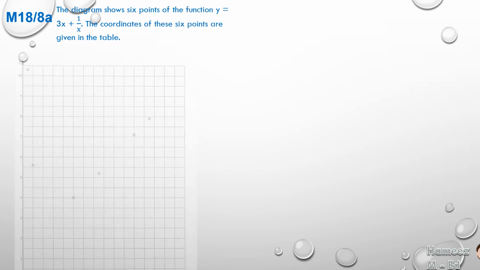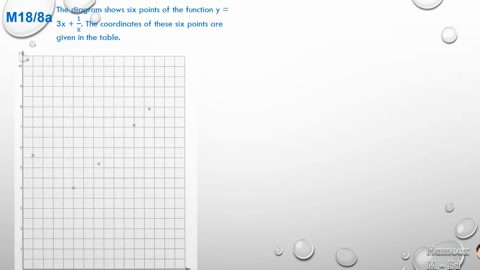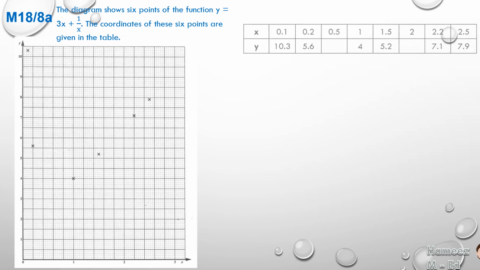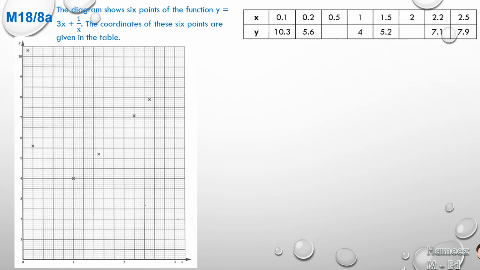May 2018, number 8a. The diagram shows 6 points of the function y is equal to 3x plus 1 over x. The coordinates of these 6 points are given in the table. So we have x and y, and we have the point 0.1 and the matching y term for it, 0.2, and we're missing 2 terms, 0.5 and that 2. Complete the table by calculating and inserting the missing values of y.